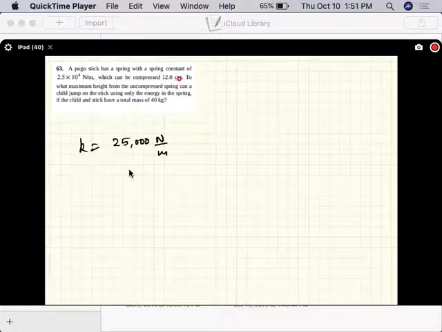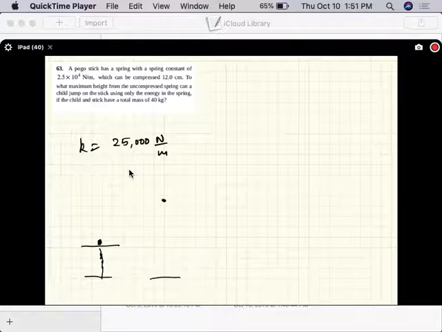So the spring can be compressed 12 centimeters. To what maximum height from the compressed spring can a child jump on the stick using only the energy in the spring, if the child and the stick have a total mass of 40 kg? Okay, so here's the spring, here's the child and the pogo stick. And you're going to use this spring energy and you're going to jump up that much.